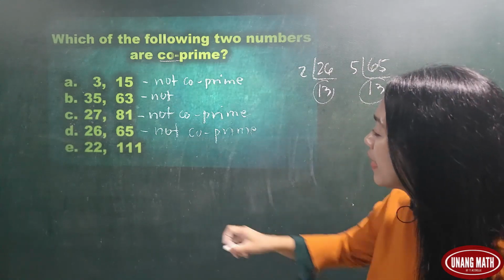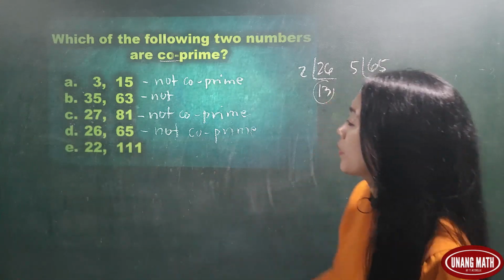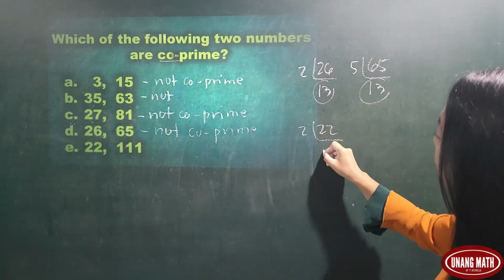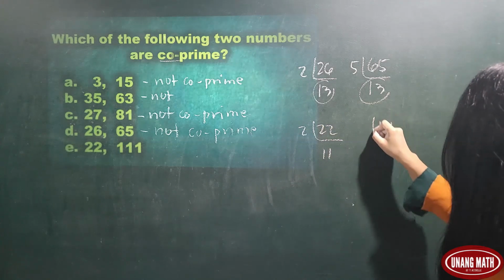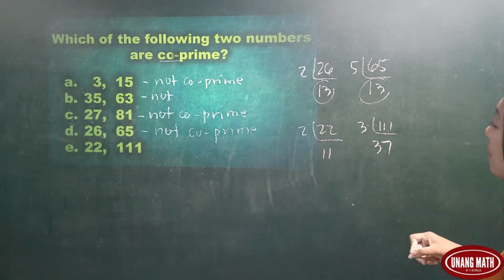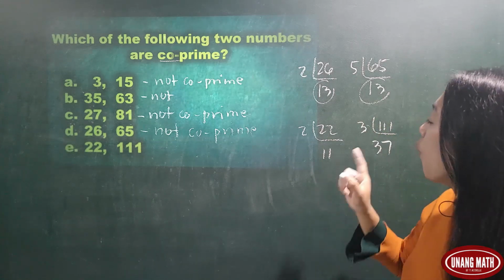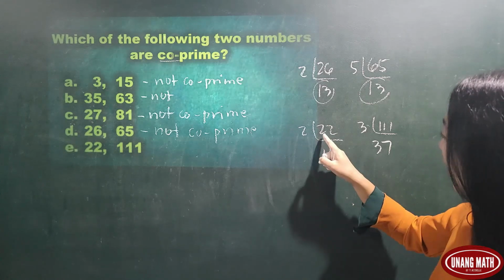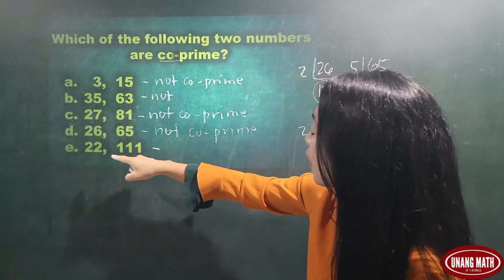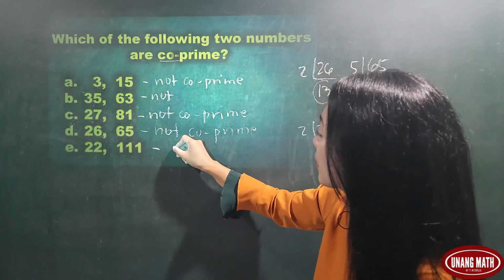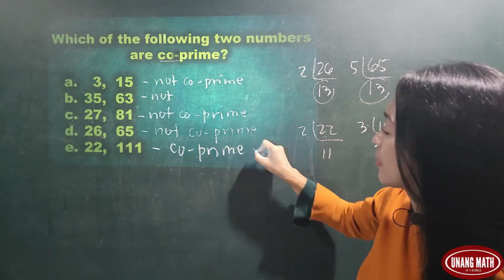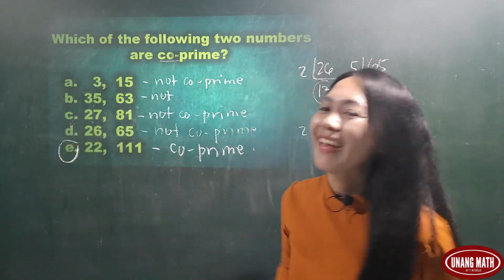Let's go to E, 22 and 111. 22 divided by 2 is 11. 111 divided by 3 is 37. It means 1 is the only common factor of 22 and 111. So E, this pair of numbers, are co-prime numbers. So the answer is E.